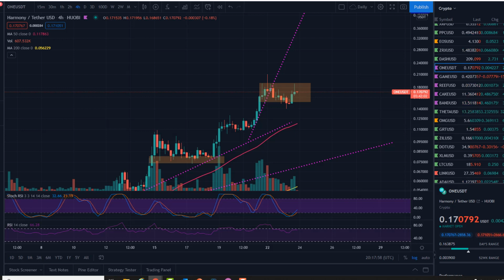We're going to have another look at the Harmony 1 chart because it's been a few days since this accumulation has happened. So I'm going to give a few thoughts on how I think Harmony is going.